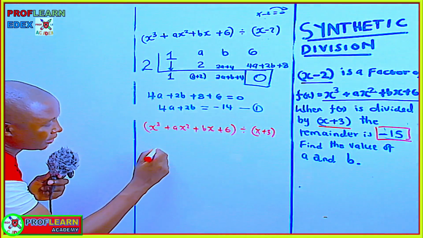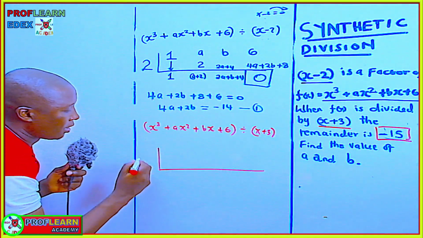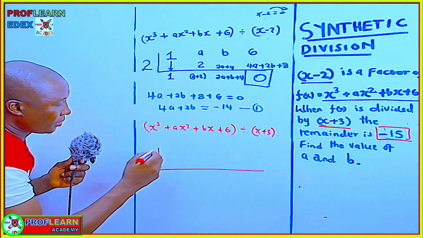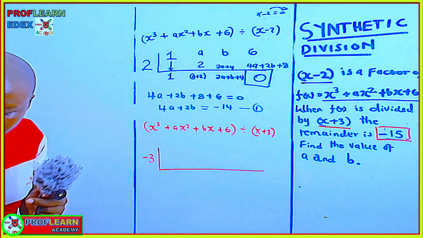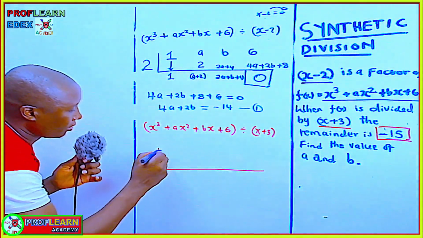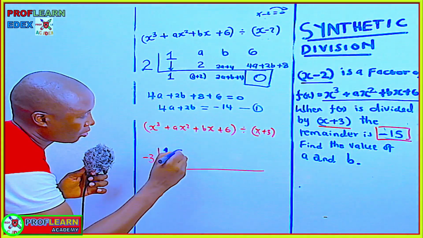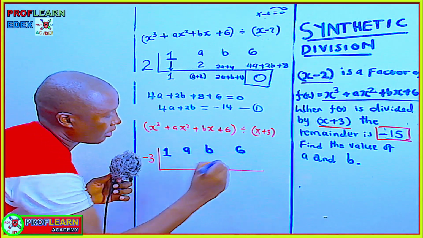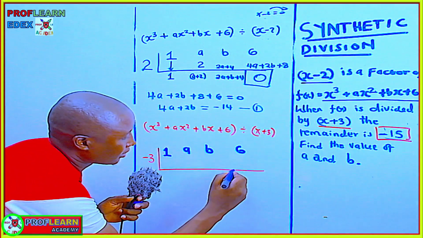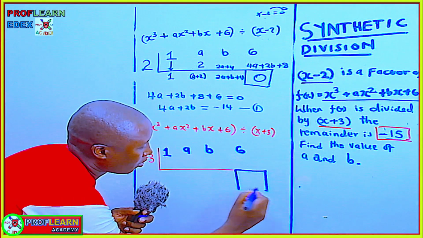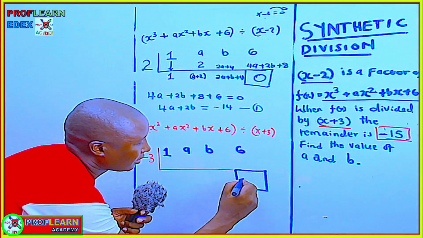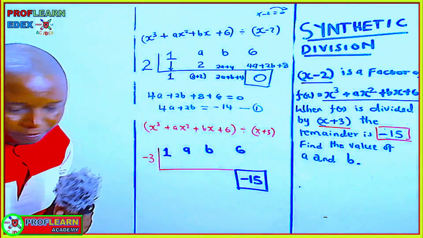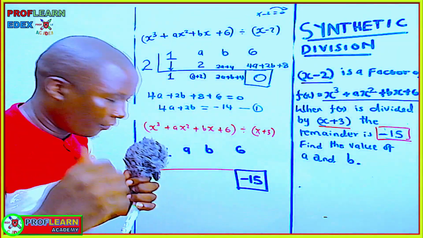And still, let us just use synthetic division, and out here we're going to write negative 3. Let's pick the constants here, and the constants are going to be 1, this is going to be a, this is going to be b, and then we have our 6 at that point. Then since there is a remainder, we are going to write our remainder here, and the remainder is negative 15 at that point. So follow me.